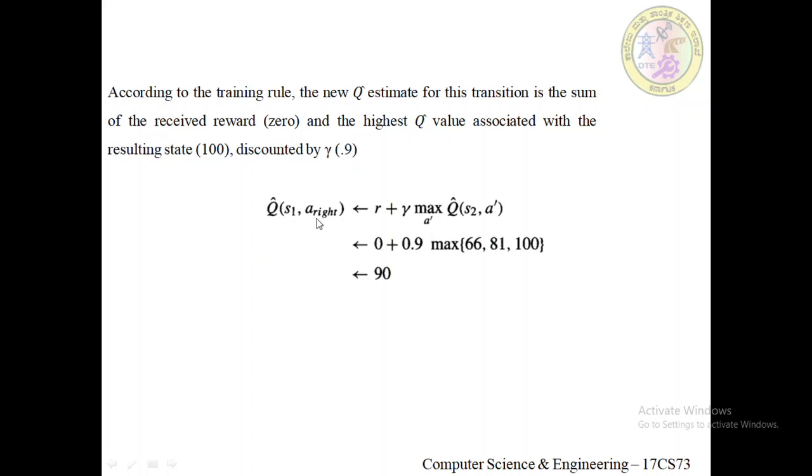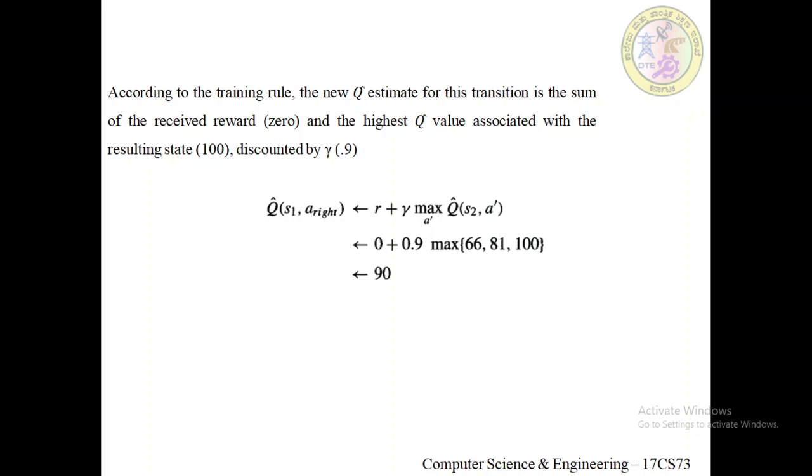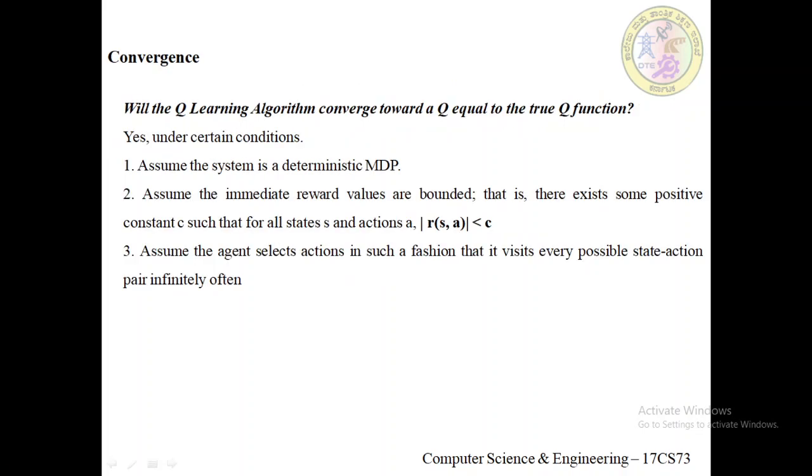Q cap of S1 comma action is towards right. Now the reward is 0 plus gamma, which is given as 0.9, times the max of 66, 81, 90. So now it is moving towards the right, so 66, 81, 100. You choose the maximum out of this, which gives you 100, so 100 times 0.9 gives you the updated value as 90. So this is one simple example of Q learning.